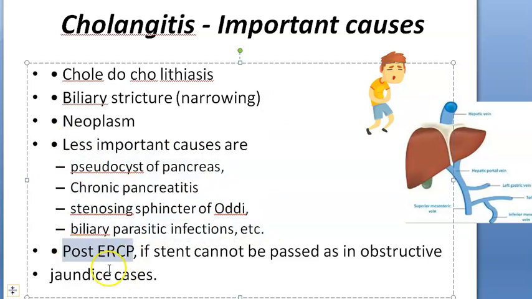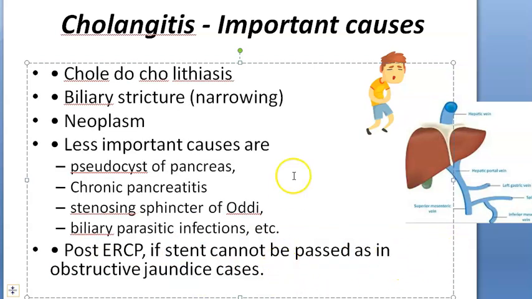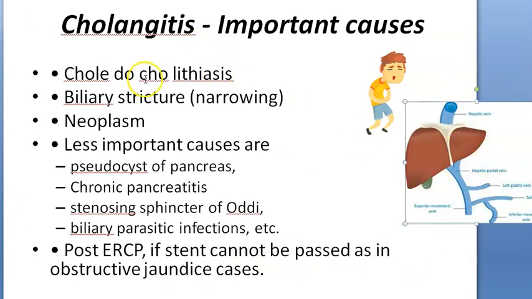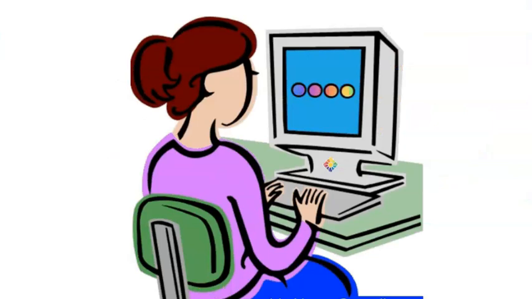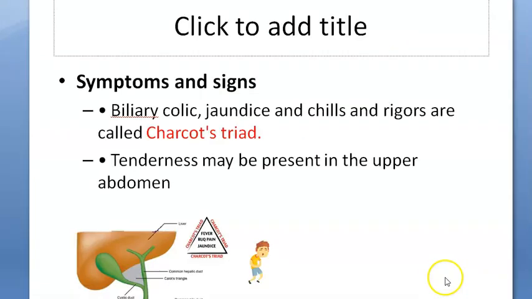Post-ERCP, that is endoscopic retrograde cholangiopancreatography, right? So post this, if a stent cannot be passed, as in obstructive jaundice cases. Basically, there is something here in the bile duct which is causing stasis. And we all very well know that if there is stasis, if things are not moving, what will come? Bacteria. Which bacteria will come? Which is nearest here, near the intestine? E. coli. Very good.